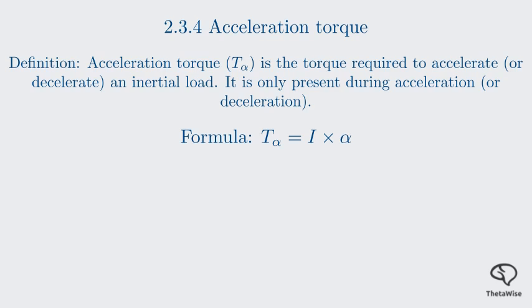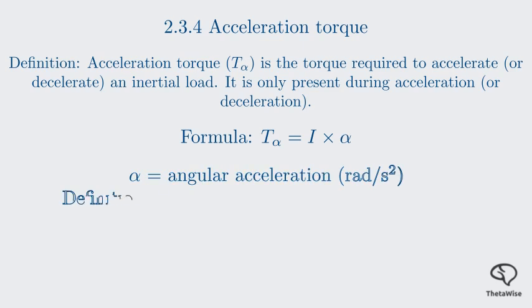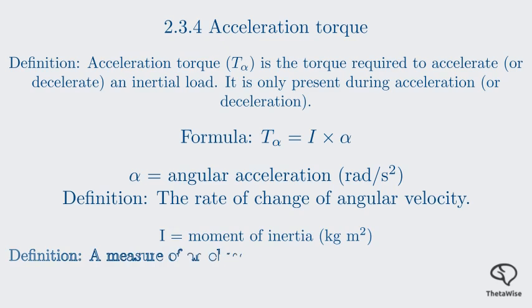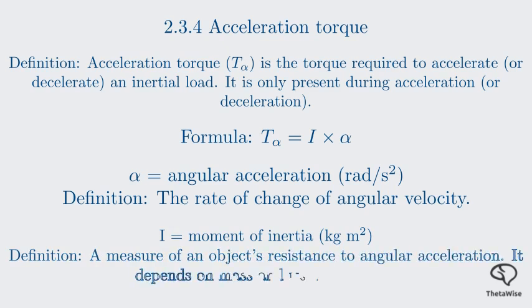First, angular acceleration. Angular acceleration, alpha, is measured in radians per second squared. It's the rate at which an object's angular velocity changes. Next, we have the moment of inertia. The moment of inertia, I, is a measure of an object's resistance to being accelerated or decelerated. It depends on the object's mass and how that mass is distributed.